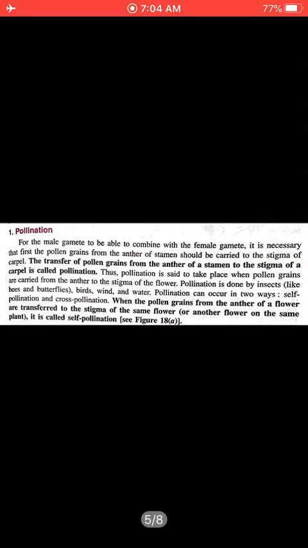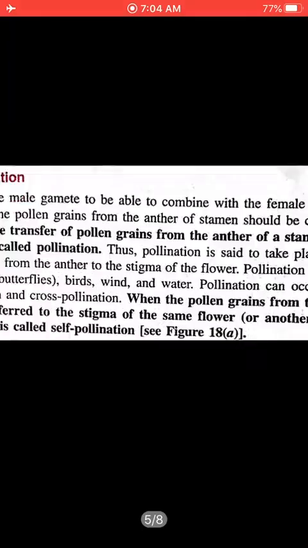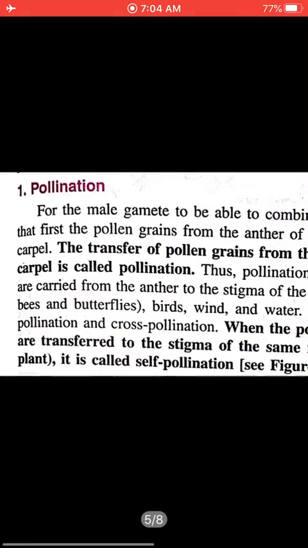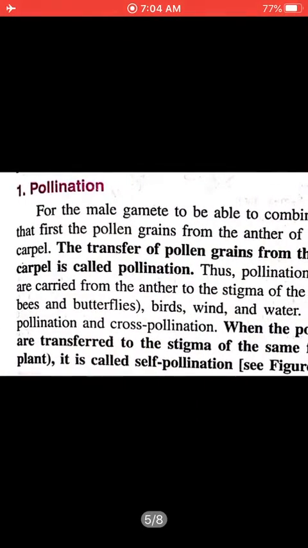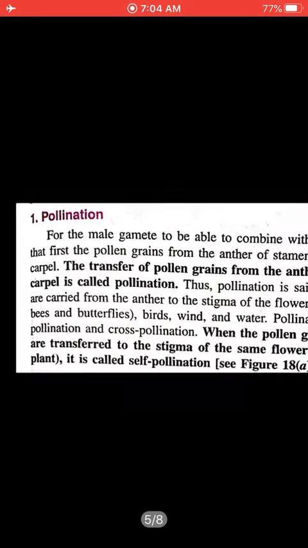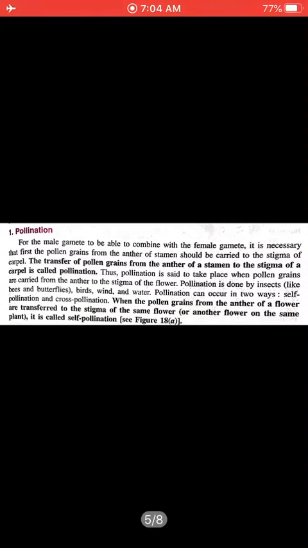Now the important term, pollination, comes. So what is pollination? Always keep this in mind, it is the transfer of pollen grains. When pollen grain is transferred from the anther to the stigma, that is from the male to the female part, with the help of any medium, insect, air or wind, the transferring process is known as pollination.